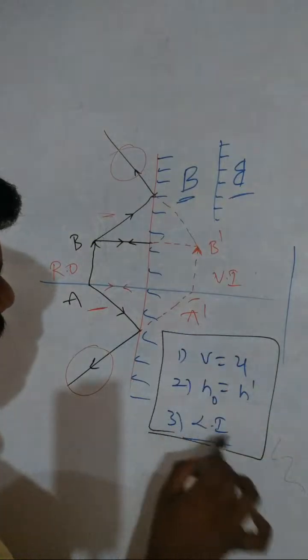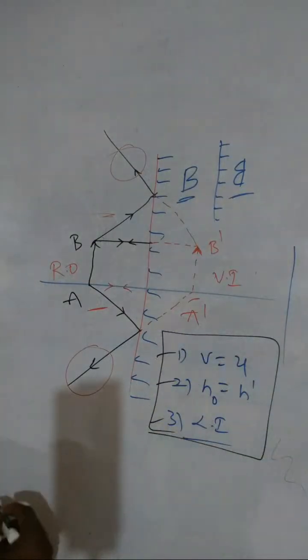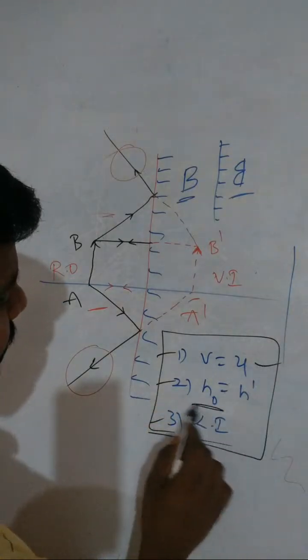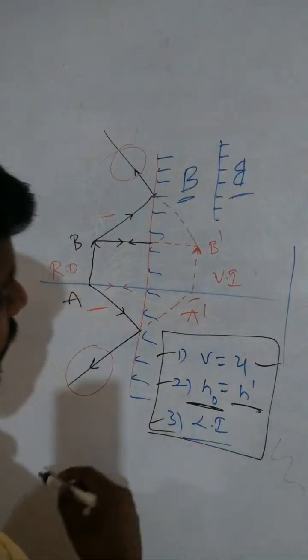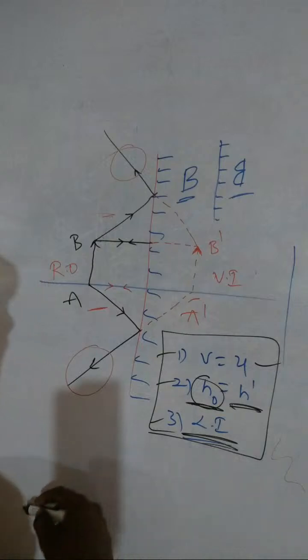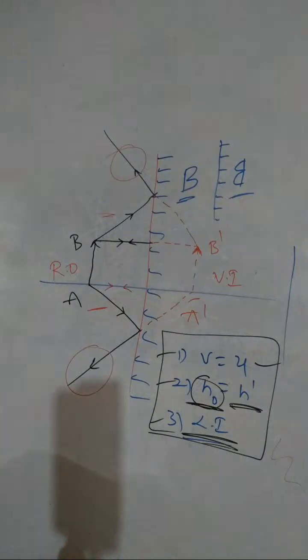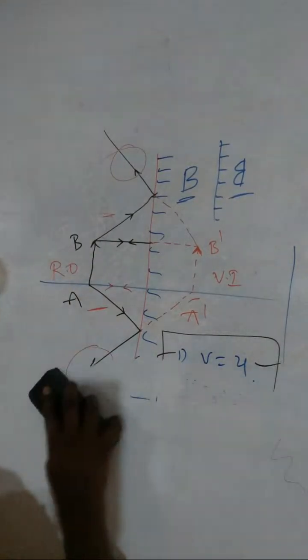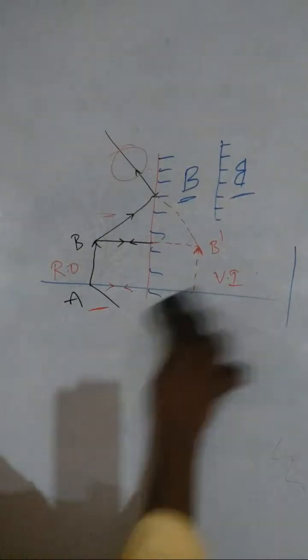These are very important. These three points are very important. One is object distance is equal to image distance. Height of the object is equal to height of the image, and it also shows lateral inversion. What is lateral inversion? The right side of the object appears to be the left side, and the left side appears to be the right side. That is about lateral inversion.